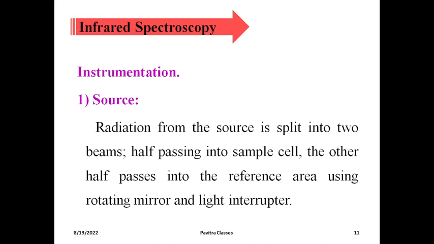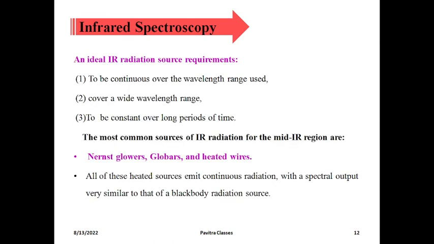We need the radiation in both cells, the sample cell and the reference cell. For that, in between, a rotating mirror or a light interrupter will be kept. So half of the source light will fall into the sample cell, and half will fall into the reference cell, with the rotating mirror and the interrupter.